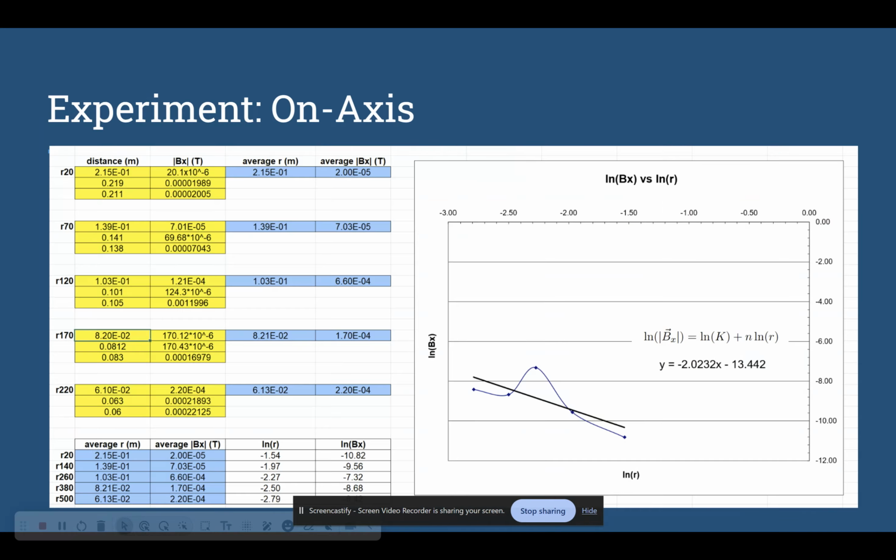Alright, so for the first part, we have the on-axis with the values found at different distances on the meter stick, and we were able to generate a line using the following equation here, which measures the slope, or the n value, which is what we got right here. And these were the averages, and they're calculated natural log values.